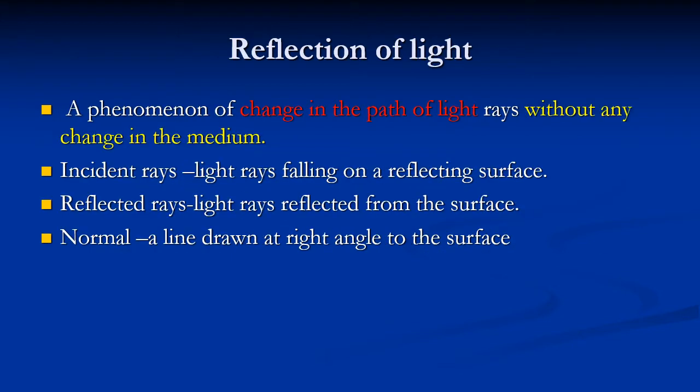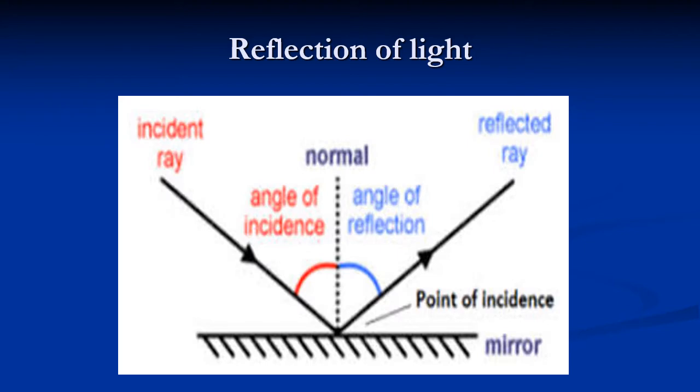Reflection of light. A phenomenon of change in the path of light rays without any change in the medium is called reflection. There are incident rays, reflected rays, and there is a normal. The incident ray is the light ray falling on a reflecting surface. The reflected ray is the light ray reflected from the surface, and the normal is a line drawn at right angles to the surface. In this picture you can see the incident ray. There is an angle of incidence and an angle of reflection, and they are the same. There is a reflecting surface. In this picture it is a mirror.